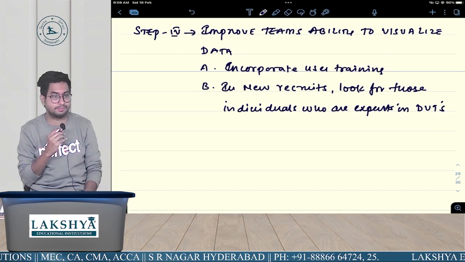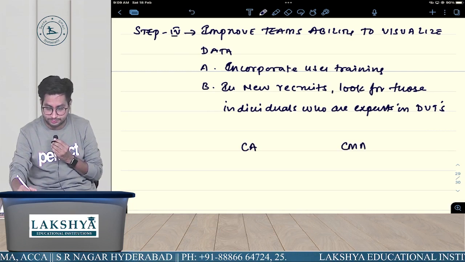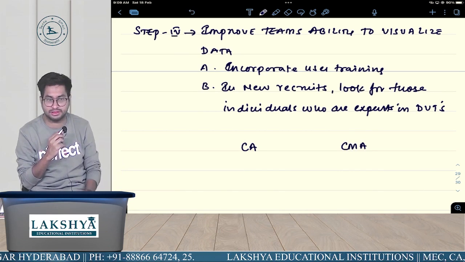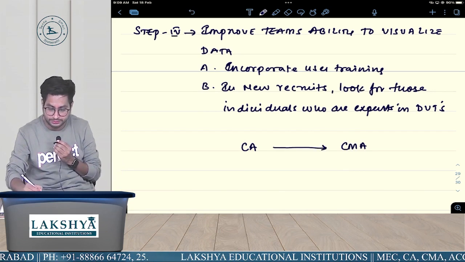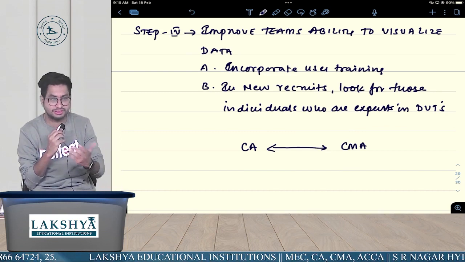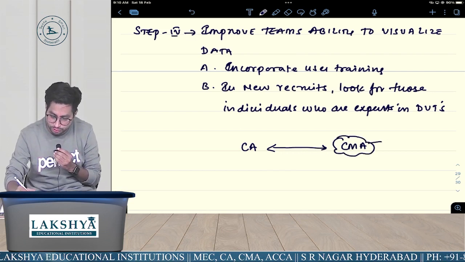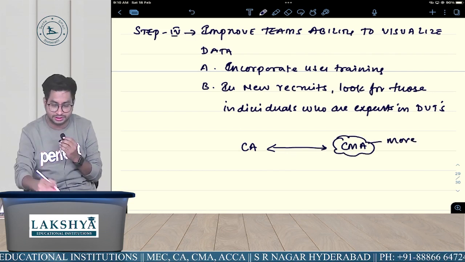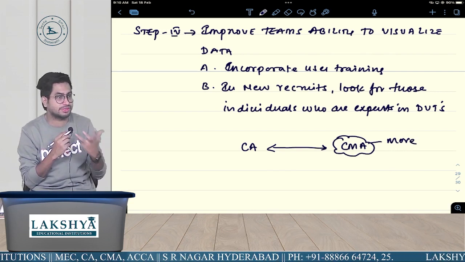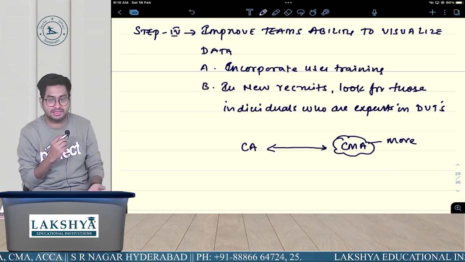Let us take a simple example. See, there is a CA, there is a CMA. Earlier, the value of CA was more, the value of CMA was less. Today, both are equal. Today, the salary a chartered accountant gets as a fresher, the same salary a CMA is getting. CMA sometimes gets more salary nowadays. But the question is why? Why has it happened that a CMA is getting more salary than a CA?